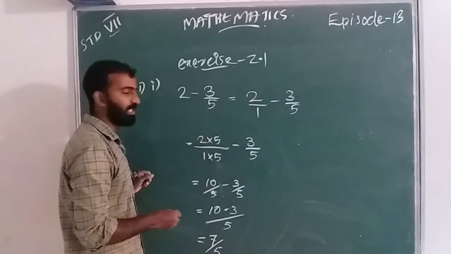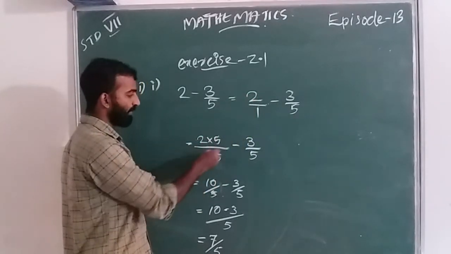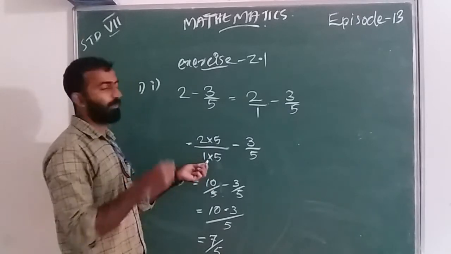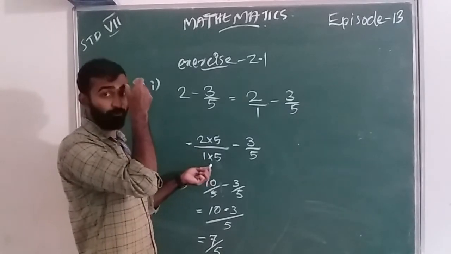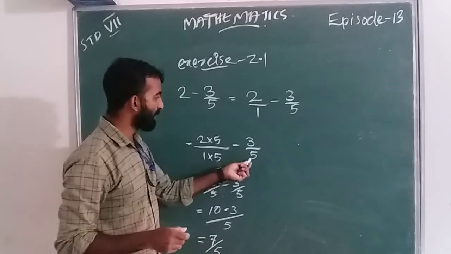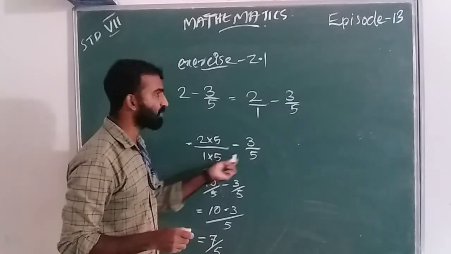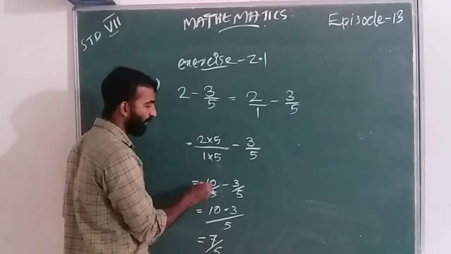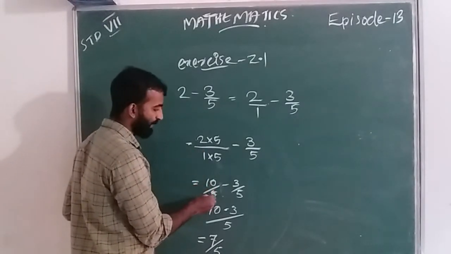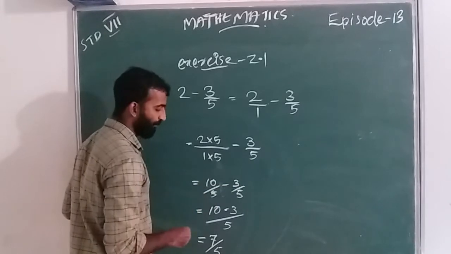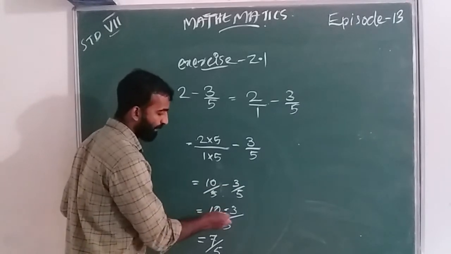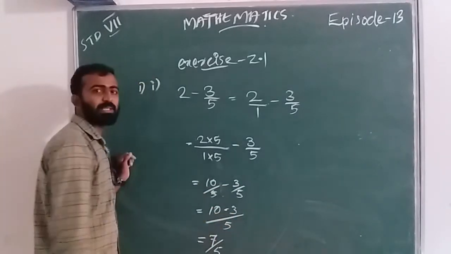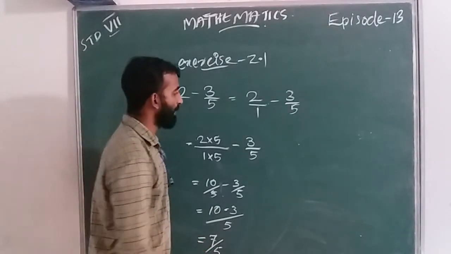You can change 2 into 5 over 1 into 5, because here I multiplied by 5 since we want to convert this denominator to 5. So we can write 2 into 5 is 10. That is 10 by 5 minus 3 by 5. The next step is 10 minus 3 by 5. That is, 10 minus 3 means 7. That is 7 by 5.